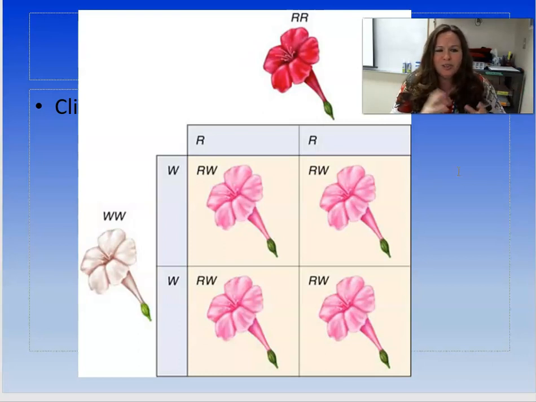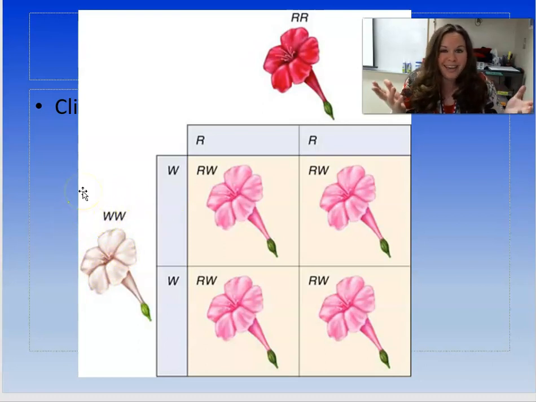So you actually choose two different capital letters when you do this type of problem. So for instance, for the flowers, I could choose big R is red and big W is white. So we know that the red ones are homozygous for theirs, so they would be big R, big R, and the white ones are homozygous for their trait, so they would be big W, big W. So what do the heterozygotes look like?